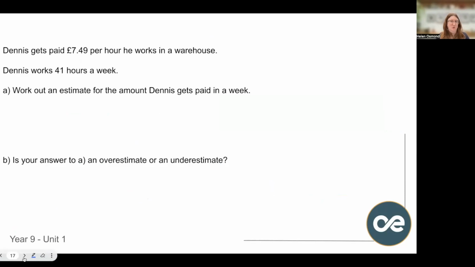Okay, so Dennis gets paid £7.49 per hour as he works in a workhouse. Dennis works 41 hours a week. Work out an estimate for the amount Dennis gets paid in a week. So have a go at this one. See how you get on.